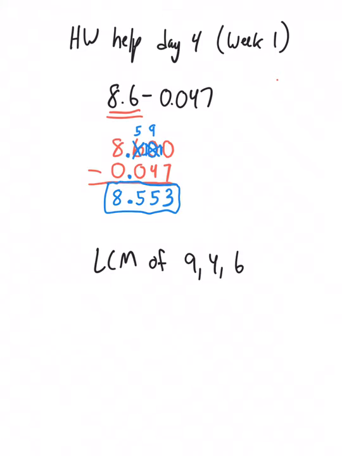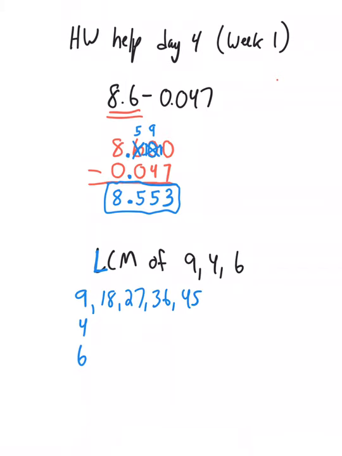Now, for the other shaded problem, you had to find the least common multiple of 9, 4, and 6. Now, remember, multiples are counting by numbers. So what I'm going to do is count by 9, 4, and 6 until I find the lowest number they have in common. So let me do a couple 9s. I have 9, 18, 27, 36, 45.